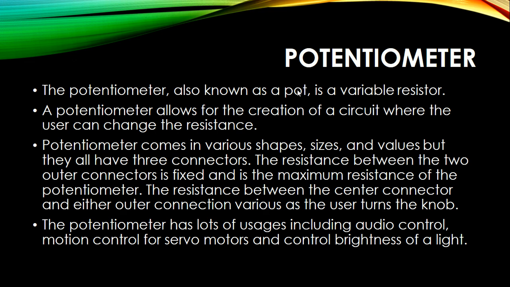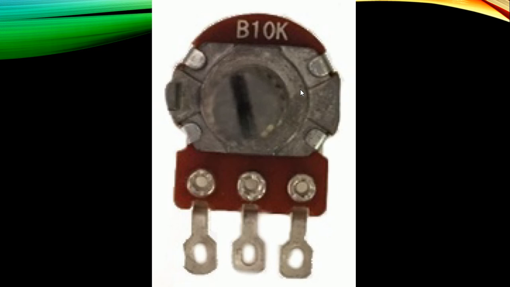The potentiometer has lots of usages. What are the practical applications of potentiometers? They include audio control, motion control for servo motors, and controlling the brightness of a light. For example, in your radio, if you want to turn the volume louder and you turn the knob, that is already the potentiometer that you are using for controlling the loudness of your music in the radio. This is an example of a potentiometer. The one in the center is the one that you are turning clockwise or counterclockwise to control the volume or the brightness of the light. This is the one that you are moving or turning.